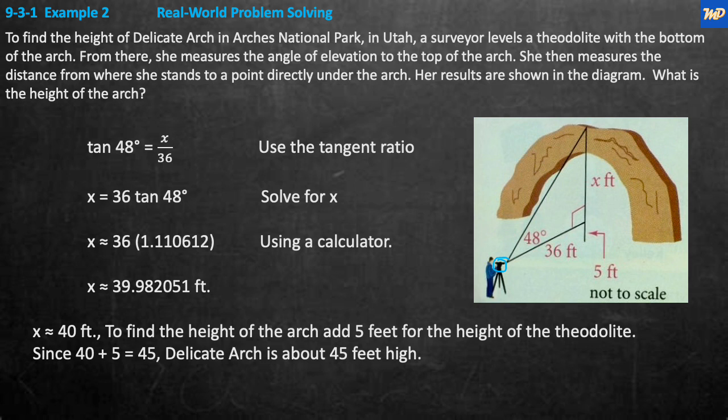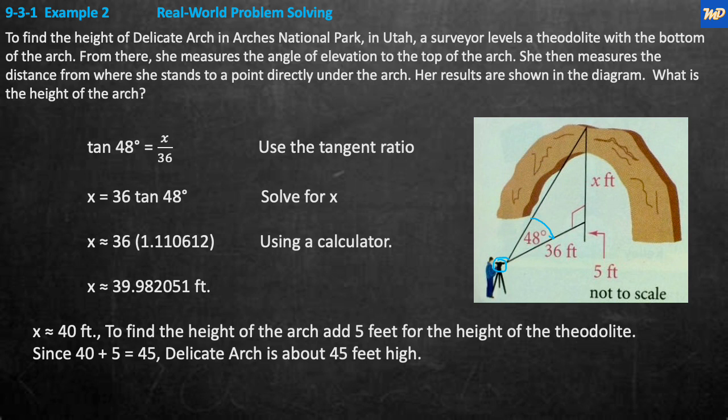Very accurate. So they're saying that she levels it, which means she gets a horizontal line that she's pointing at, running underneath the center of the arch. Okay? Theodolite from the bottom of the arch. From there, she measures the angle of elevation to the top of the arch, and that's where she gets 48 degrees. She measures this angle right here, 48 degrees to the top of the arch.